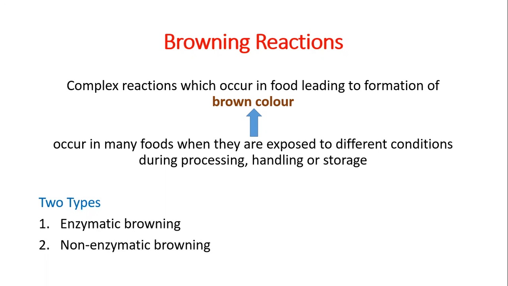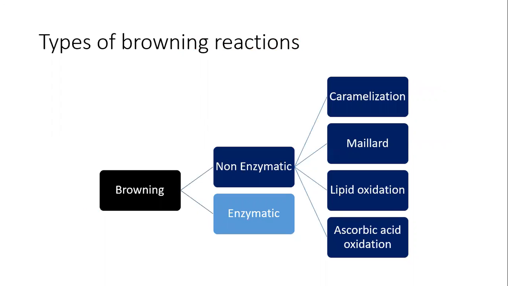For the purpose of learning browning reactions in foods, we can categorize those reactions into two types: enzymatic browning and non-enzymatic browning. Non-enzymatic browning includes caramelization, Maillard reactions, lipid oxidation, ascorbic acid oxidation, etc. and enzymatic browning. As a first part, we will discuss enzymatic browning.